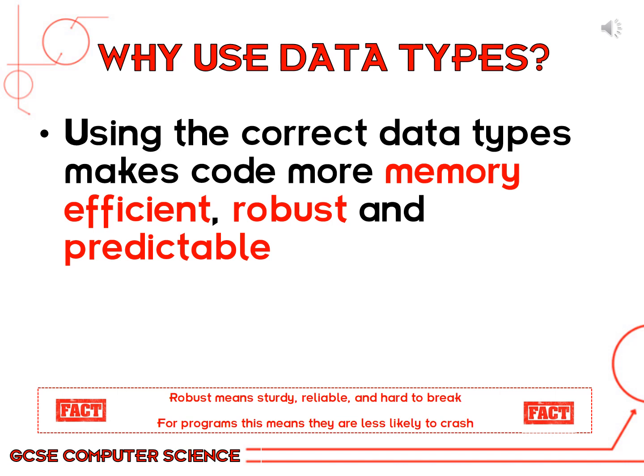If you've never seen the word robust before, if you just check the bottom, basically says that robust means sturdy, reliable, and hard to break. So in programming, this means that the program is less likely to crash.